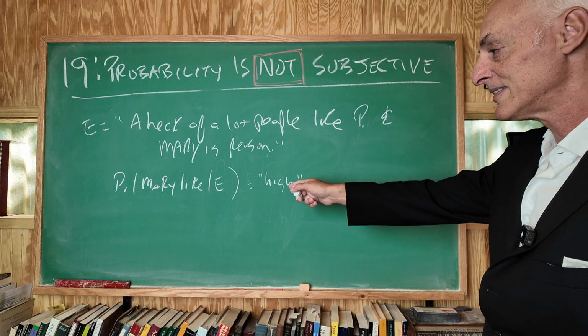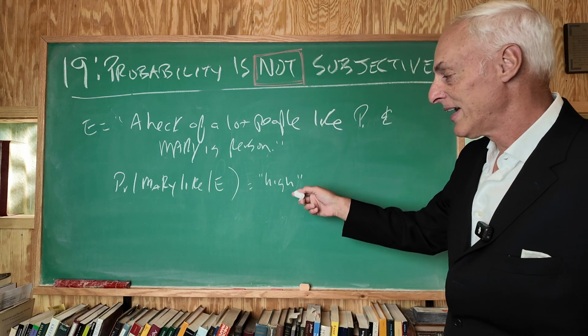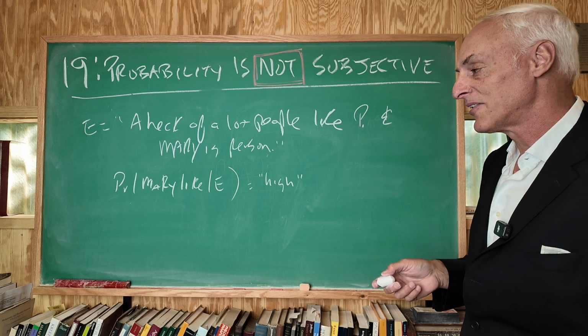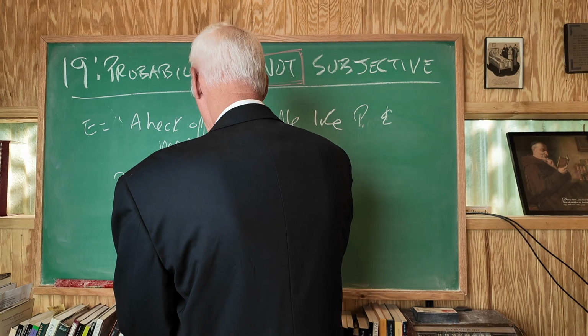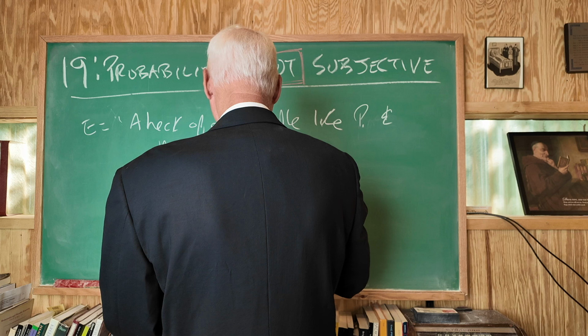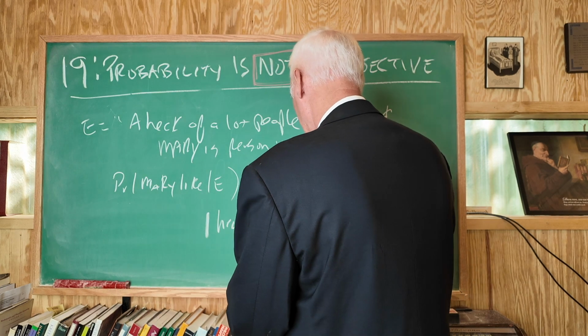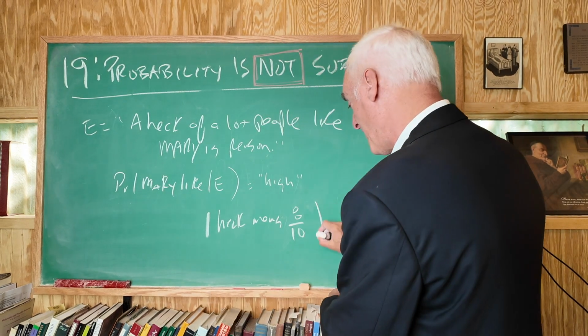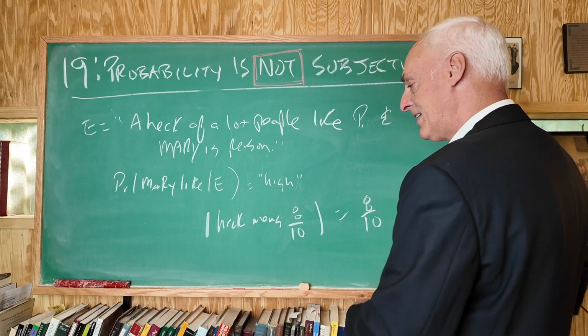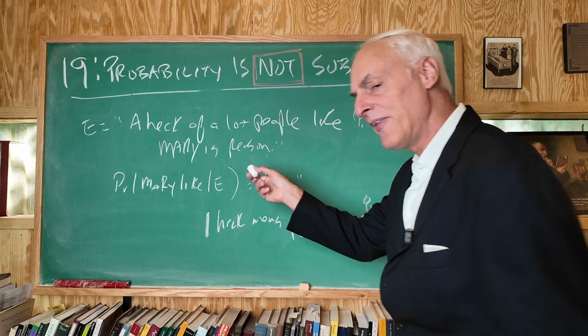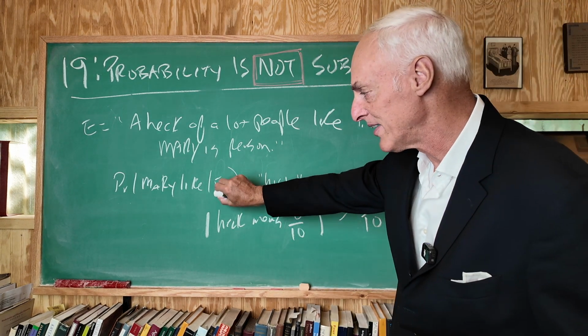I don't know. So, I could say this if I like. There's no new number I could come to. But other people will say, well, you know what? Heck means 8 out of 10. And for them, then the probability is going to be 8 out of 10. Other people will add other sorts of premises in here.